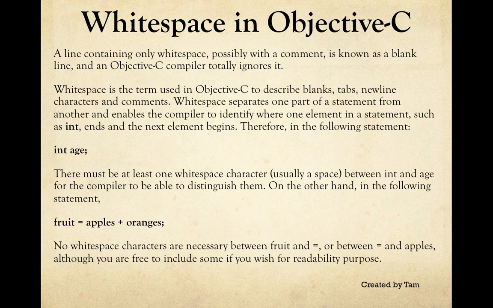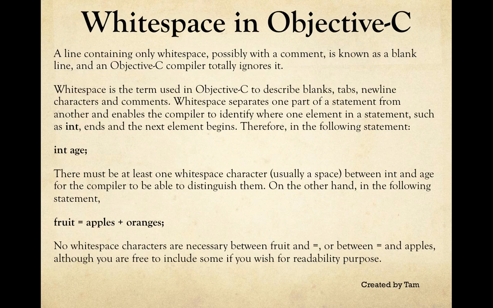White space in Objective-C. A line containing only white space, possibly with a comment, is known as a blank line, and an Objective-C compiler totally ignores it. White space is the term used in Objective-C to describe blanks, tabs, newline characters, and comments. White space separates one part of a statement from another and enables the compiler to identify where one element in a statement, such as int, ends and the next element begins.